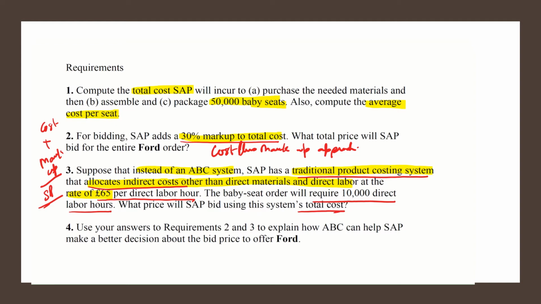And in the fourth requirement, we are just required to compare the activity-based costing cost, as well as the prices based upon activity-based costing, with the traditional product costing system. And we also have to comment on whether this kind of decision, taken based upon the traditional costing system or the activity-based costing system, is going to impact the bid price which the company has to provide to Ford.